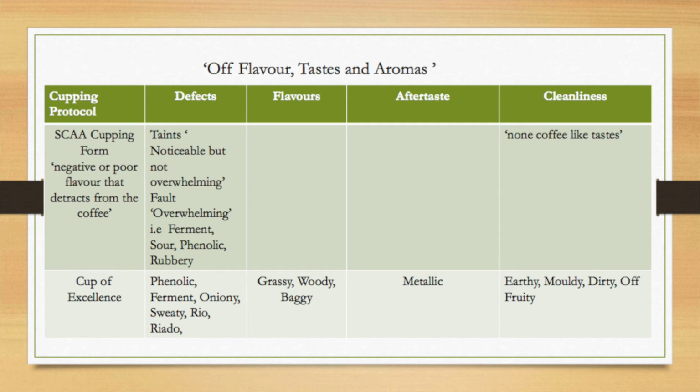And then we have flavours. So these might be grassy, woody, baggy. And then we have aftertaste, metallic. And then we have cleanliness. Again, interesting because it also references earthy, mouldy, dirty, off, fruity. So here we have a far easier kind of language system for us that is descriptively associated with problematic things that come up and affect ultimately the quality of coffee. So we can probably work a lot better off that.